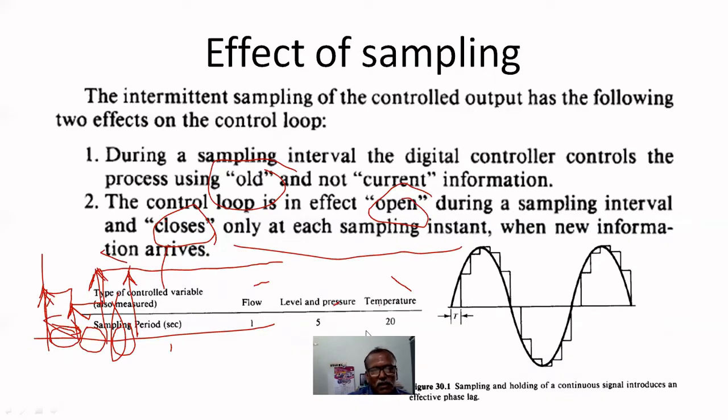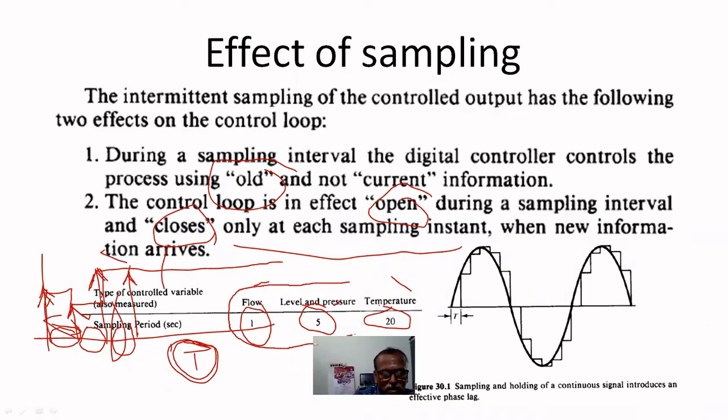These are the effects of sampled output. One more thing: we have already seen that the sampling period should be appropriately selected. For a large sampling period, the system may become unstable. Yesterday we have seen that. That's why for a flow process, it is recommended to use 1 second. For level and pressure, the sampling period is 5 seconds. For temperature, a very slow process, it is 20 seconds.